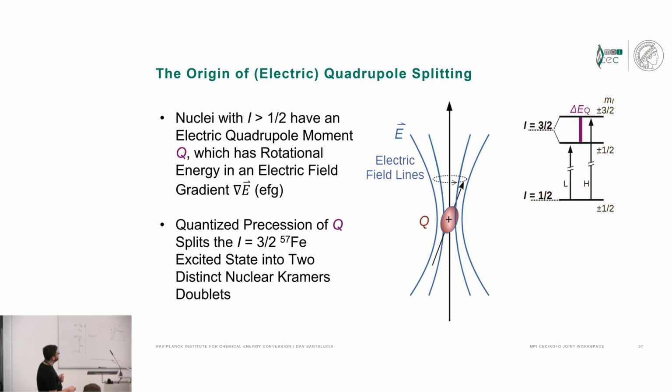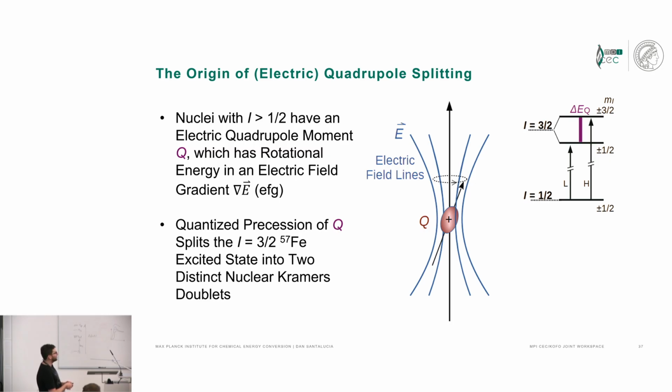And what that does is we end up getting quantized precessions because we're dealing with quantum mechanics. So this excited state, I equals 3/2 nucleus, might be oriented this way, but it might also be oriented along the mI plus 1/2, or the mI minus 1/2, or even the mI minus 3/2. But the point is that the plus minus 1/2 projections onto this axis are different energies than the 3/2. So we get a splitting into two distinct nuclear Kramers doublets. But this is analogous to zero field splitting.